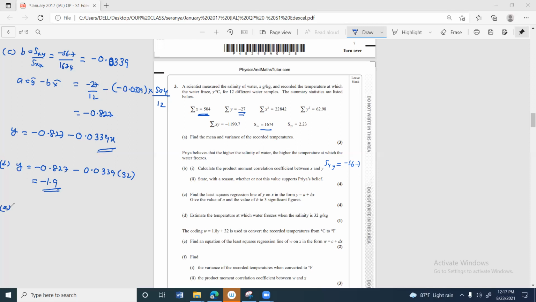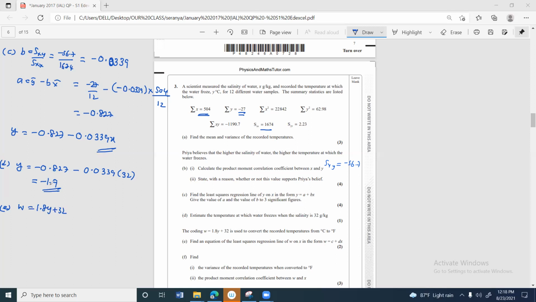The coding W equals 1.8y plus 32 is used to convert the recorded temperature from C to F. Find the equation of the least squares regression line for W on X, W equals c plus dx. So what you need to do is replace this y value with W. That's a requirement. The coding over here is W equals 1.8y plus 32.